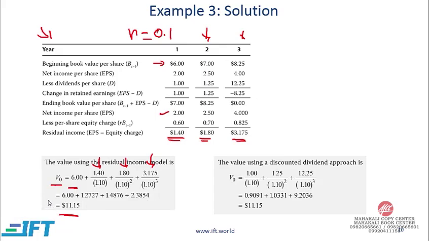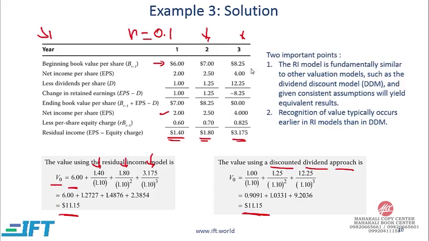This example points out that as long as your assumptions are consistent and you have clean surplus accounting, which is something I'll talk about later, then the dividend discount approach will also give you the same number. If you take all the dividends and discount the dividends back at the cost of equity, which is 10%, you will also get 11.15. There are two important points illustrated in this example.